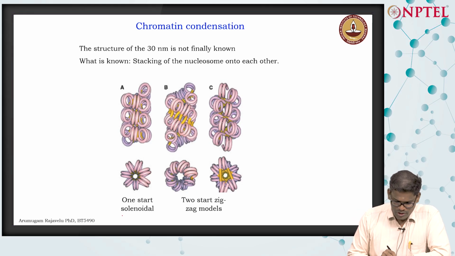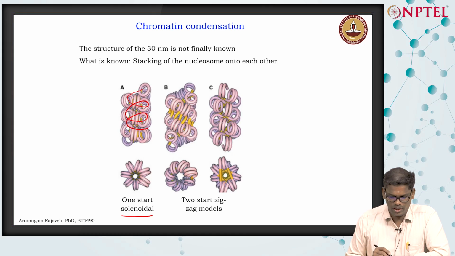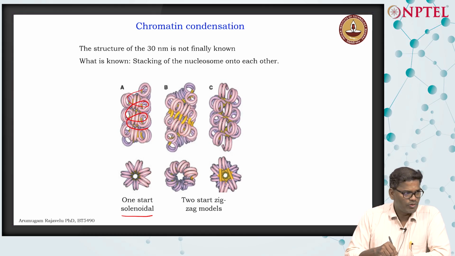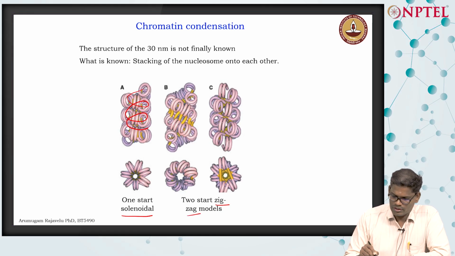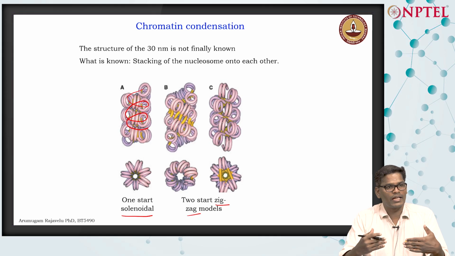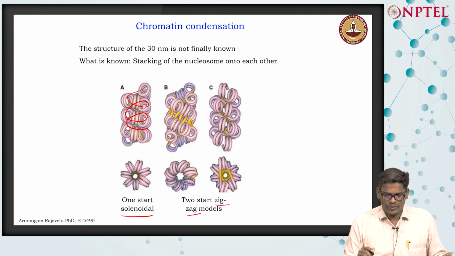One is the solenoidal model. You can see it is like just normal folding. This is a typical solenoidal model. You can see from the top view how it looks. But the other model, which is the more acceptable model, is the zigzag model. Okay. So, the zigzag model of packing, this is the packing of nucleosomes into chromatin. Basically, this is a structure you can imagine as a 30 nanometer fiber structure. There are 2 models that have been proposed based on the biochemical data. One is the solenoidal model and the other is the zigzag model.